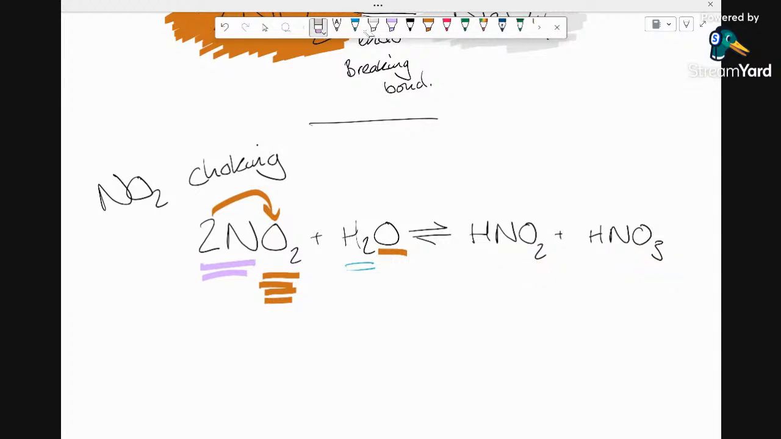So actually, this is a very interesting reaction. They do love this reaction. If you run oxidation states for this, pause the video and have a go at doing it. For nitrogen in this, it is going to be a +4.